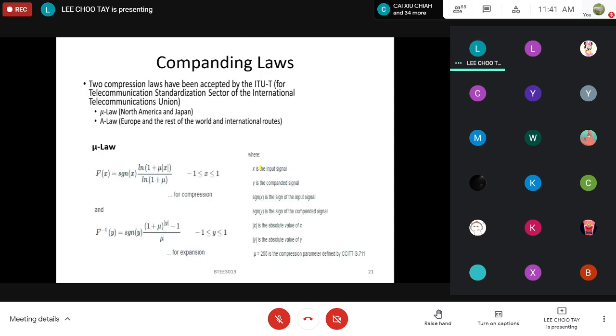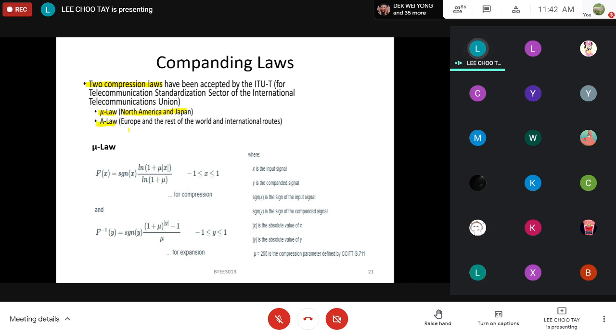This slide shows you the companding laws. As far as the international telecommunication standards are concerned, there are two compression laws that have been accepted. These are called the mu law or micro law, depending on how you pronounce this symbol. This law is normally used in North America and Japan. And then we have an A law.